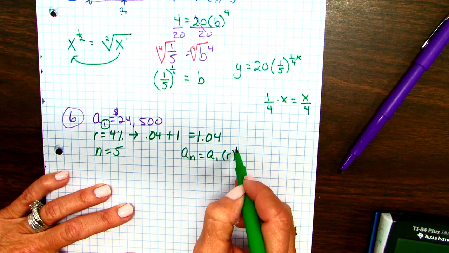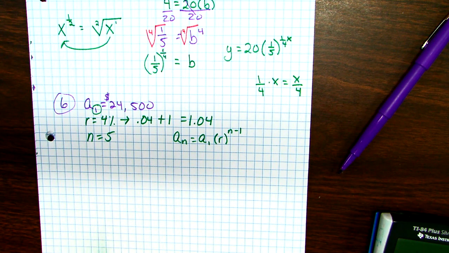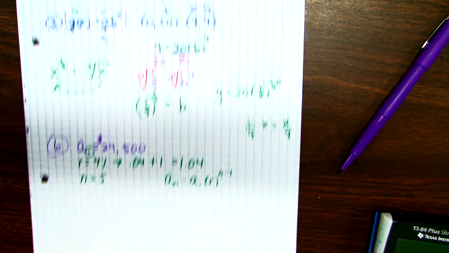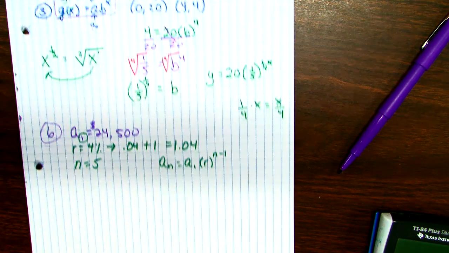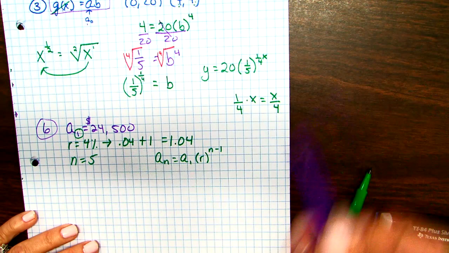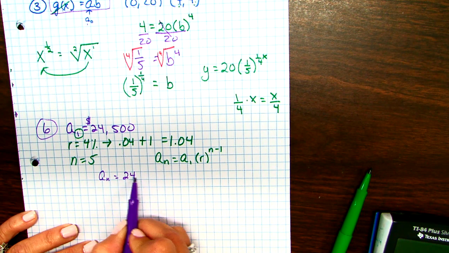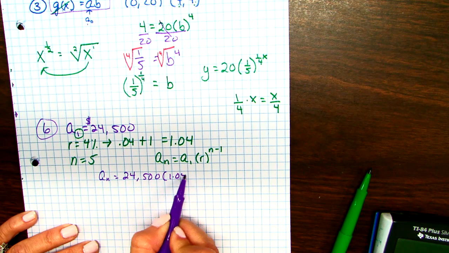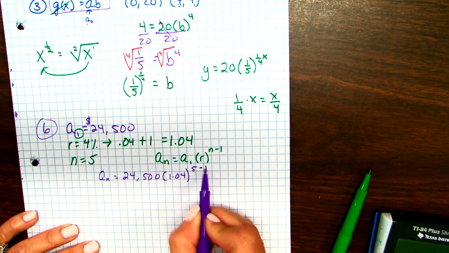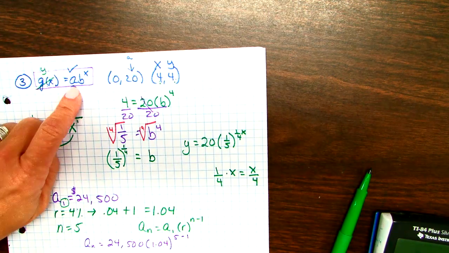It matters. It matters. Okay? So keep that in mind. A sub 1 is the geometric explicit formula. A sub 0 is your exponential function. They're super close, because B and R mean the same thing in both equations. Right? It's just which one are we working with. And so we would just do A sub n equals 24,500 times 1.04. 5 minus 1, which ends up being 4 in your calculator. You would get a different answer if you used this formula and plugged a 5 in there.